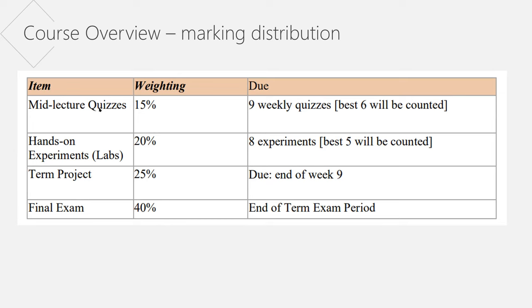As you can see here, the quiz is 9 weeks, we have one every week, and the labs will not be very hard. Just follow the instructions, then you should be able to get full marks. And the term project is some coding stuff, related to Python or Java, if you can. It will not be very hard. And the final exam, you can see, is only 40%. So if you want to get a high distinction or distinction in this course, I would say you should put more effort into the quizzes and the labs.